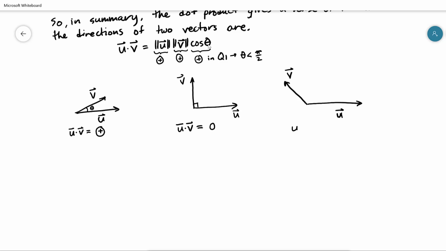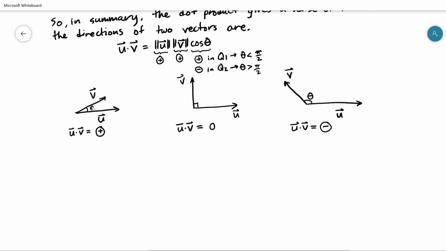Alternatively, over here, when I do u dotted with v, this angle theta is more than pi over 2. It puts us into the second quadrant. And in the second quadrant, in Q2, cosine of theta is negative. And so that's for theta that are greater than pi over 2. And that means this end result will be negative.